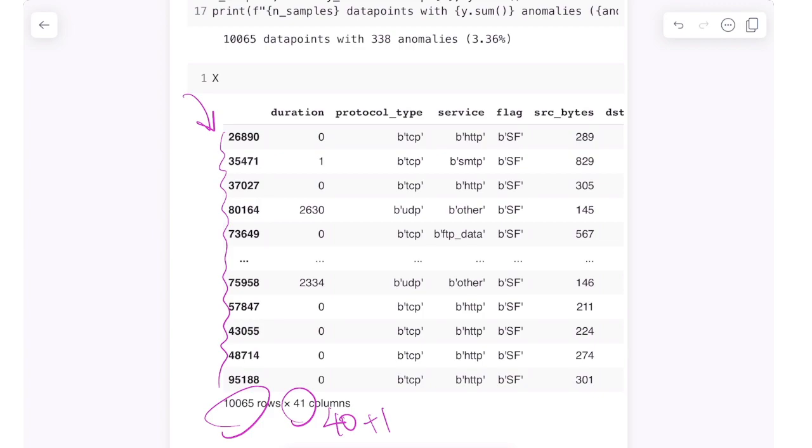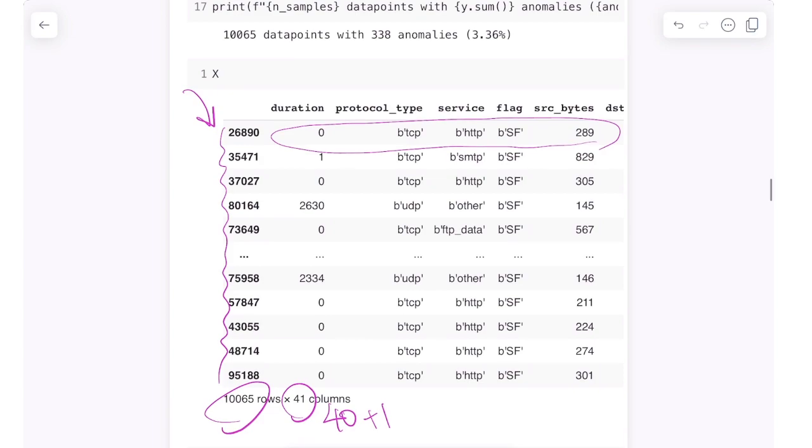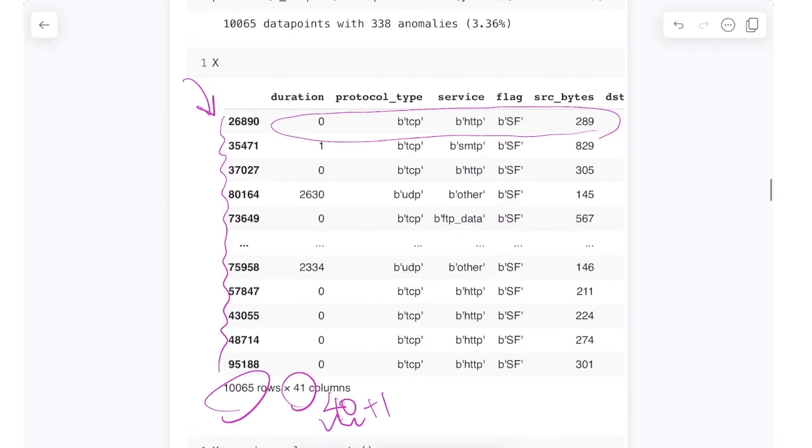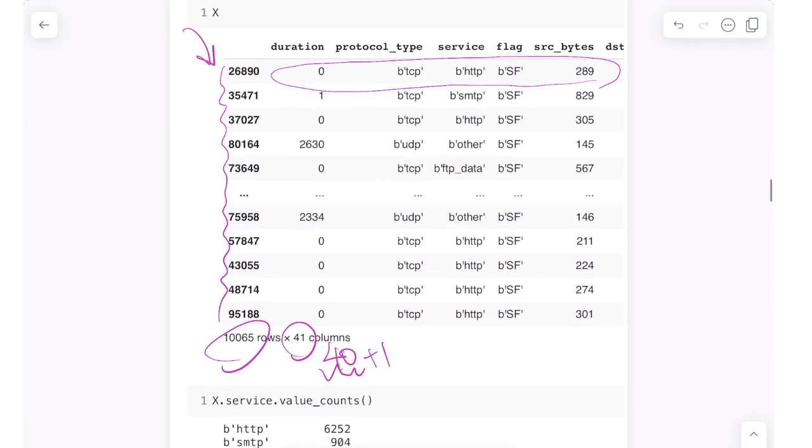And the target is very, very simple. It is a binary classification problem. That means for this network connection, it has 40 different features, and you have to use these 40 features to design a classifier to decide whether it is an attack or a benign connection. And as you can see, there are several different types.